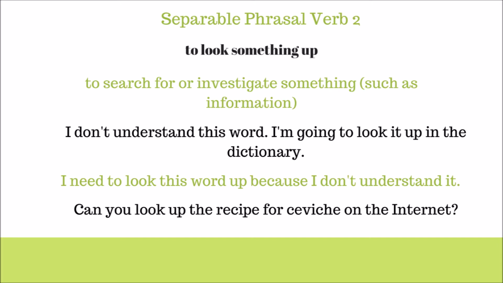However, I could also say I need to look this word up because I don't understand it. Or you can have a sentence like, can you look up the recipe for ceviche? In the final example, because the recipe is a specific noun, I can put the direct object between the 2 parts of the verb, but it's not necessary. I can put it after as well.